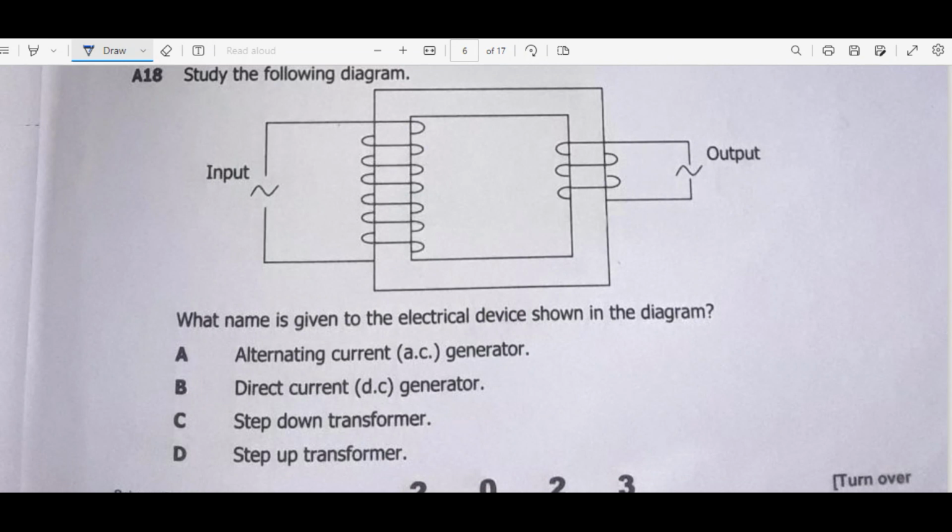Question 18. Study the following diagram. What name is given to the electrical device shown in the diagram? A. Alternating current generator. No. B. Direct current generator. C. Step down transformer. D. Step up. So let's look at the number of turns. We can see that the number of turns on the primary are greater than the number of turns on the secondary. So this is a step down transformer.